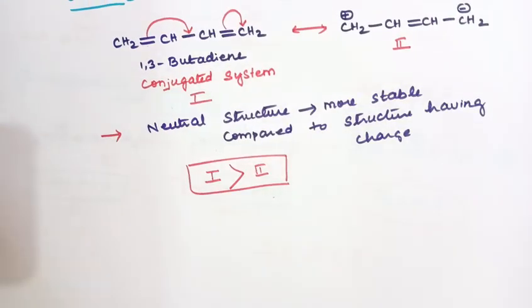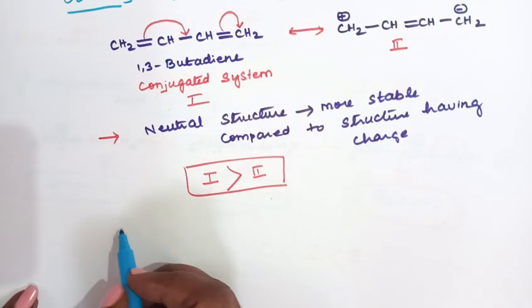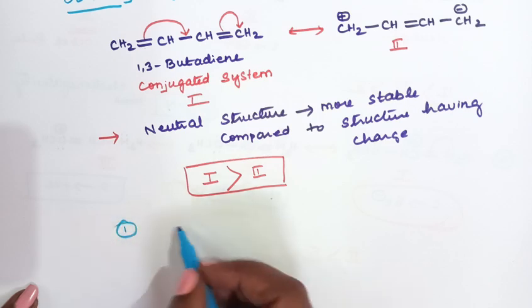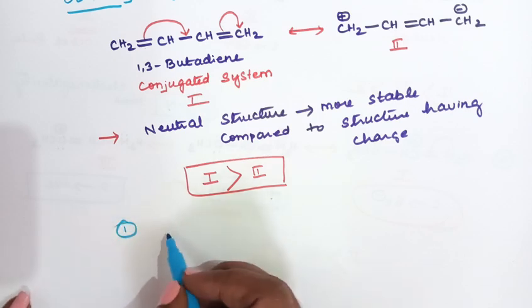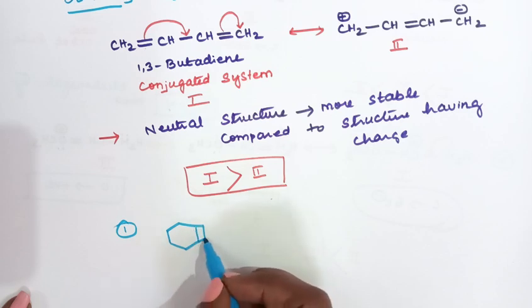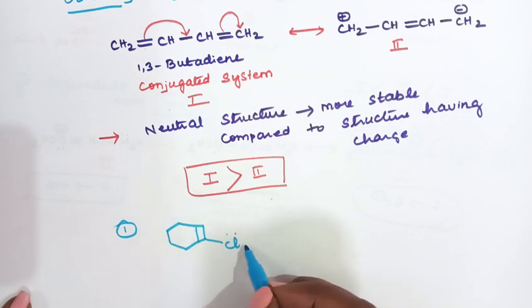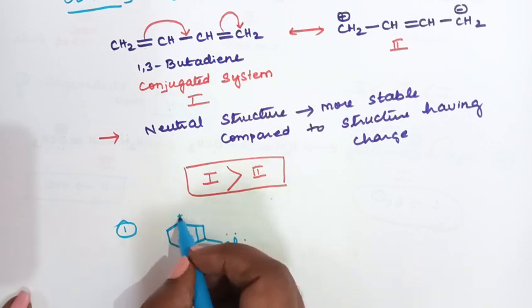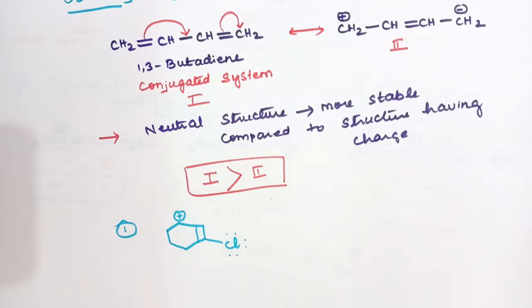So students, I'll give you one question. Write in the comment section, if you have understood the concept, the resonating structure of the given molecule and say which is more stable. So this is the structure. So first what you should do is write the resonating structure and find which is more stable. So I'll write the resonating structure for you. You find which is more stable.